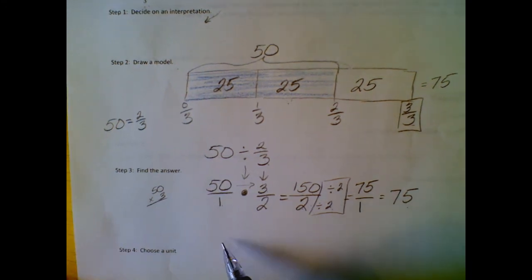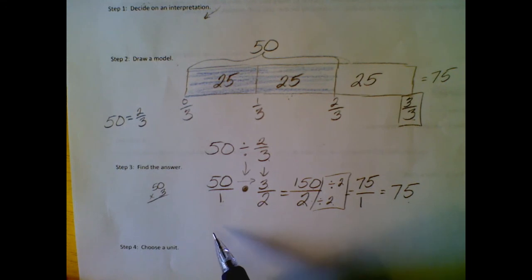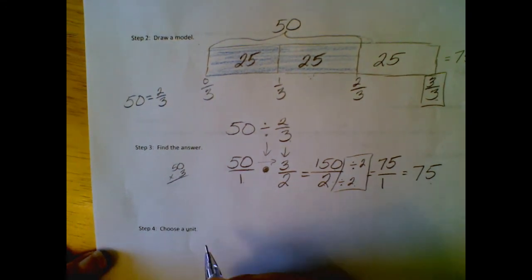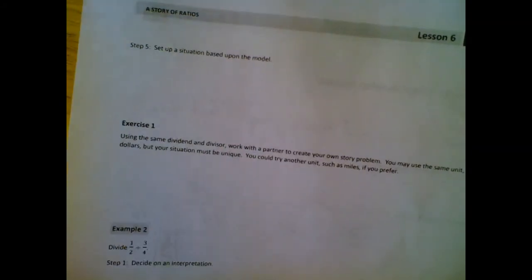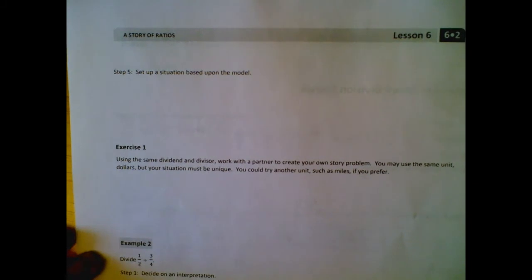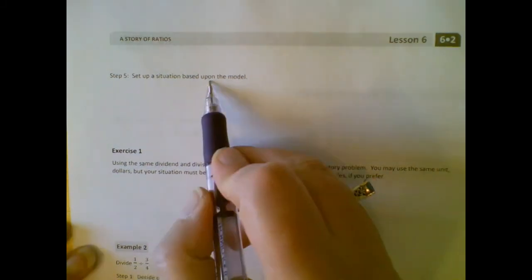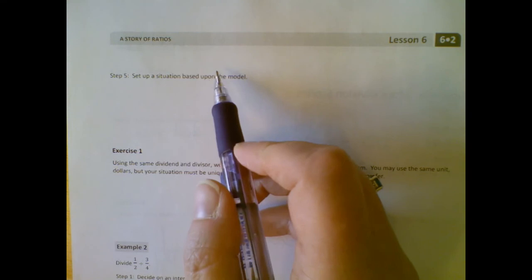Since we're writing story problems, choose a unit. What kind do I make for this story problem? For today's story problem, for example 1, we're going to make dollars. That takes us to the back, so flip. Step 5: set up a situation based on the model.